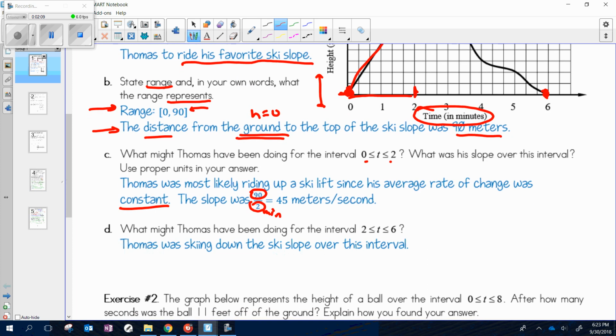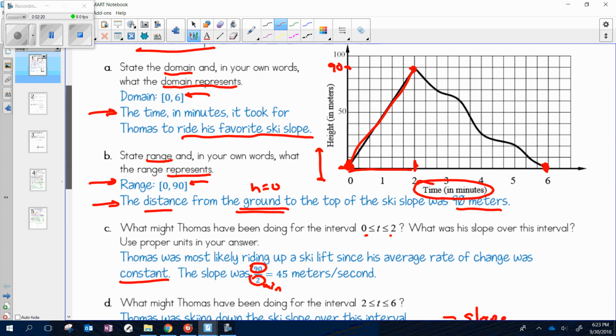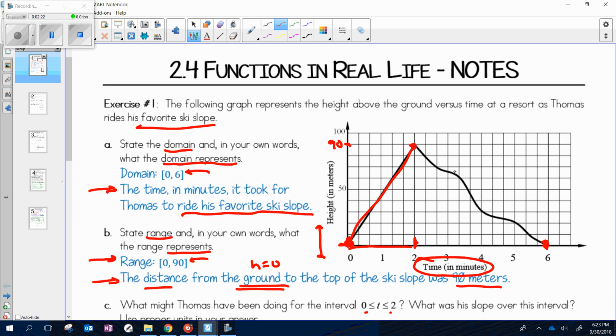And part D, what might Thomas have been doing during the interval 2 to 6? So that's after he went up the hill, he would be skiing down. It has a negative slope, so that made me think he was going downhill. And it wasn't as even as the motorized ride up the hill. His rate was changing a little bit.